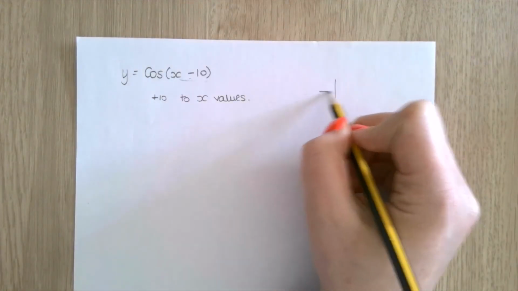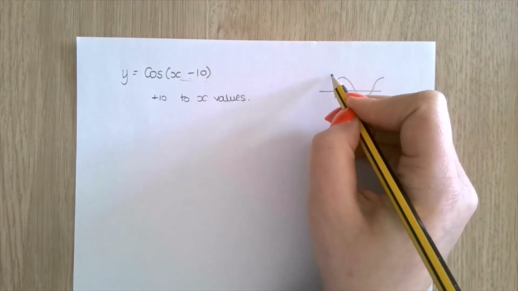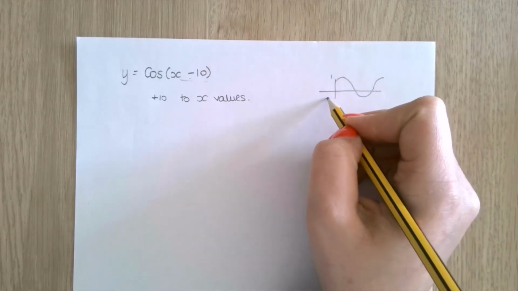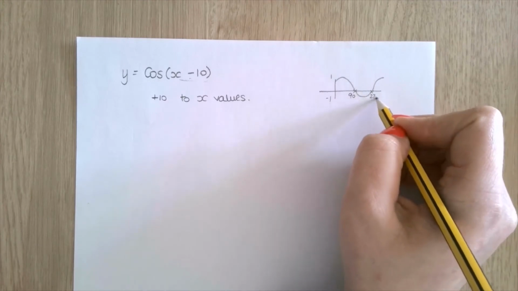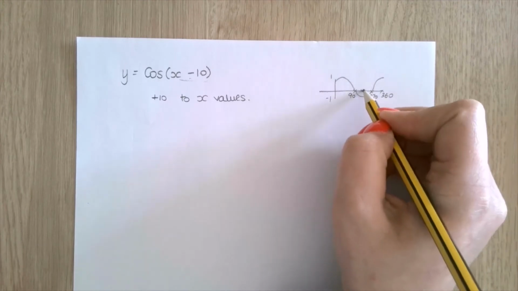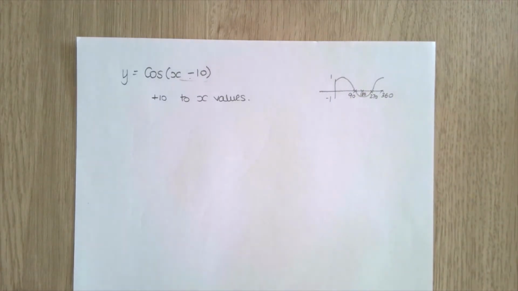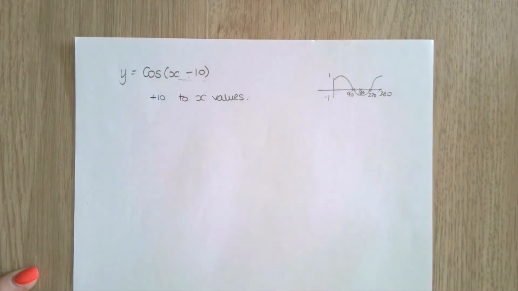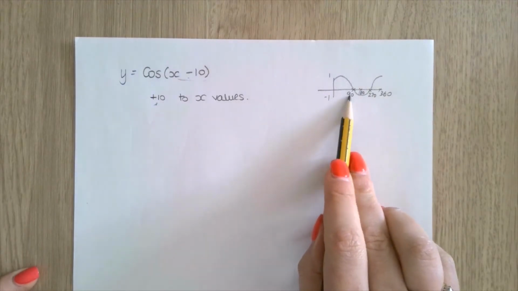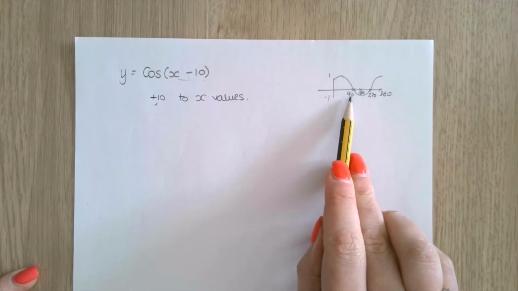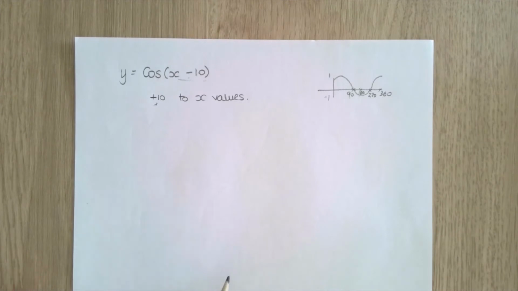My standard cos graph looks like this, with a maximum at 1 and minimum at -1, and x values 90, 180, 270, 360. You will get used to these graphs. The more you use them, the more you plot them, the more you sketch them, you will get used to where all the points are. So I need to add 10 to all of the x values. So I add 10 to 0, 90, 180 and 270. So this becomes 10, 100, 190, 280, 370.